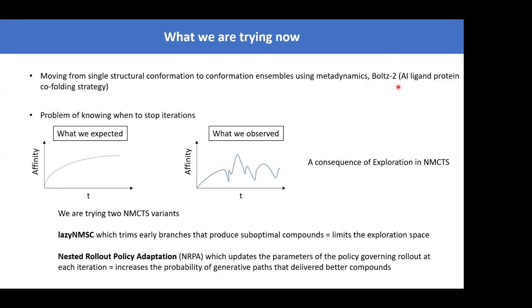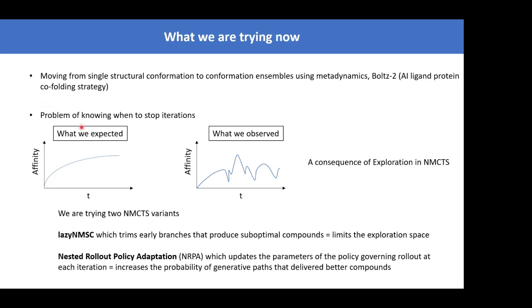We're also trying Boltz-2, which is a new strategy that has been published this year, which looks at folding your compound within the protein. So it produces an auto-folding mechanism. And this has been shown to perform better than, for instance, Gnina docking software.